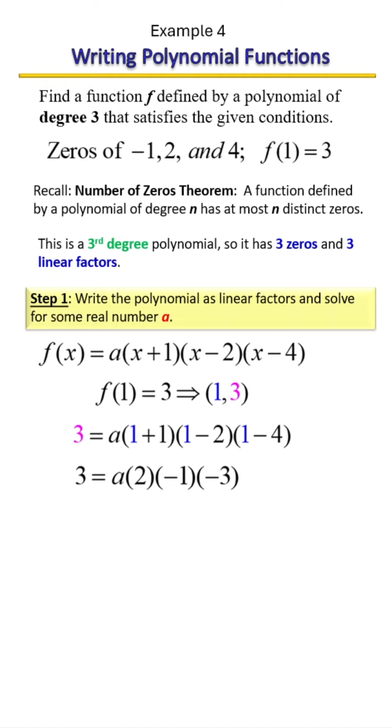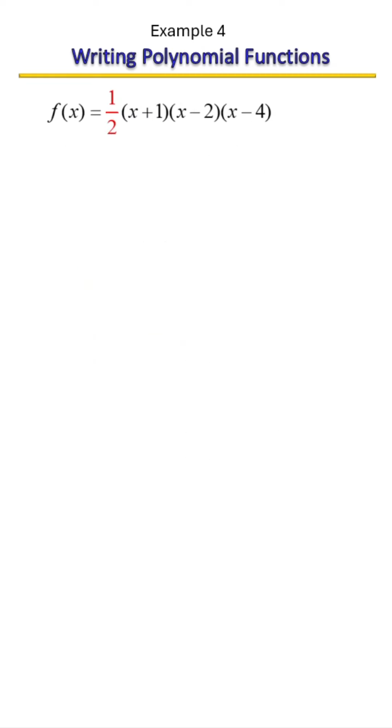Multiplying those three numbers is going to give us 6. 6 times a is 6a. Last step to solving for a is to divide by 6, and a equals 1/2. Putting it all together, this is our polynomial in linear factored form.